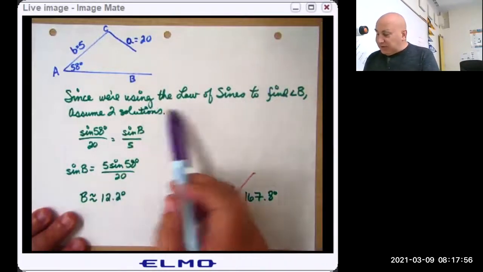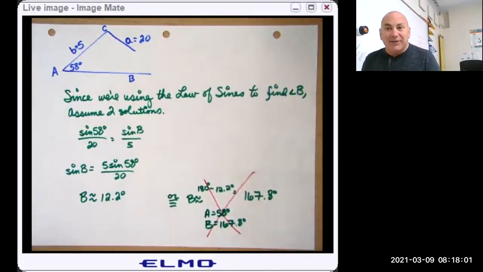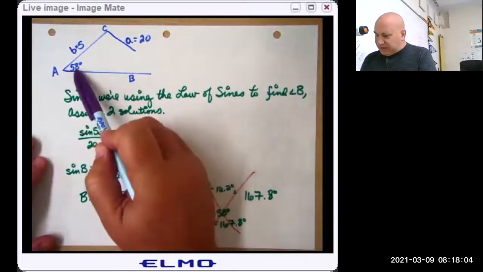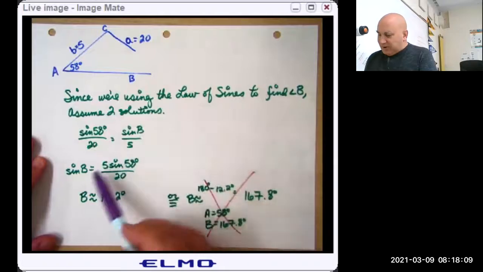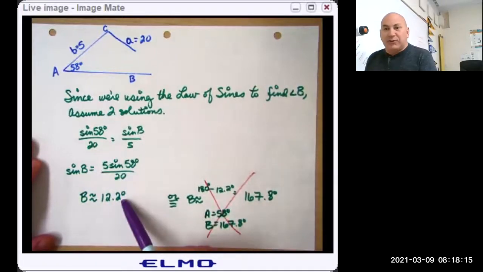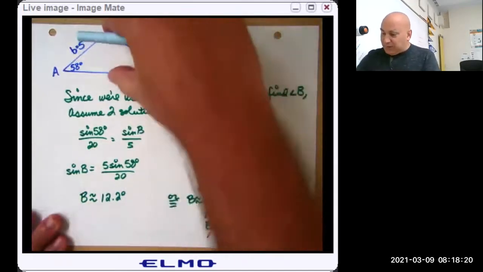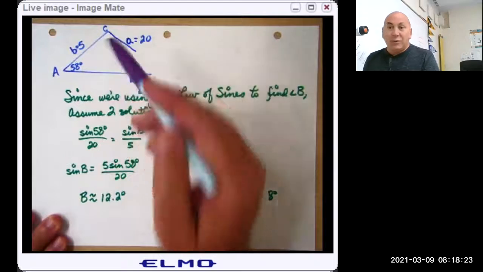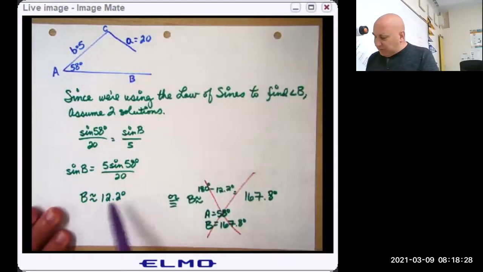But since we're using the law of sines to find angle B, let's assume two solutions and see what happens. So sine of 58 degrees divided by 20 is equal to the sine of B divided by 5. The sine of B gives us this value, take the arc sine, 12.2 degrees. Now, there is a second quadrant angle if this could flip over here and give us an acute angle. We know it can't, but let's just see what happens. That second quadrant angle B would be 180 degrees minus 12.2, which would be 167.8 degrees.